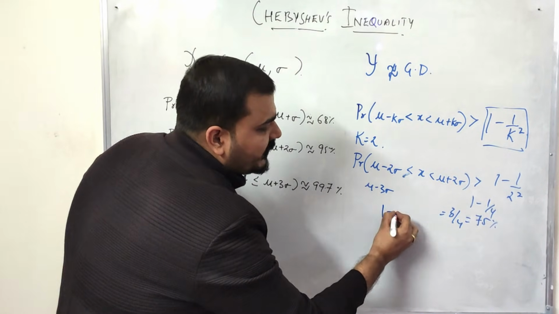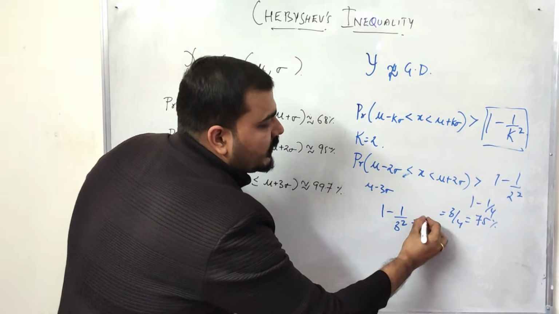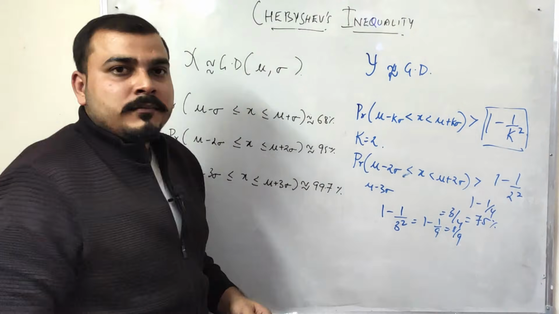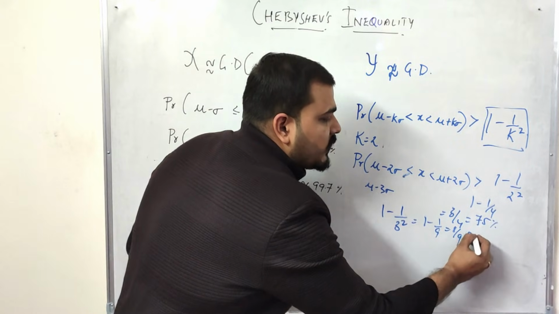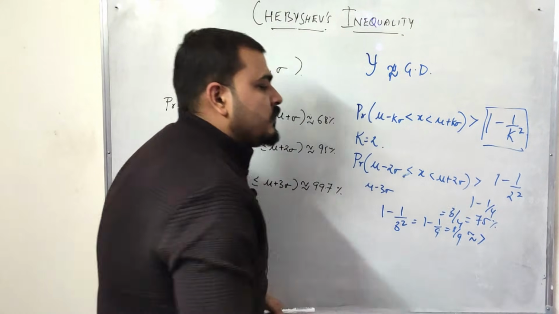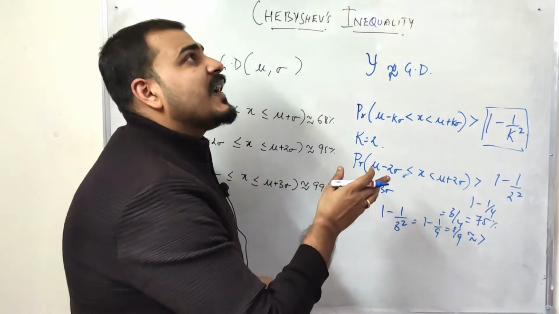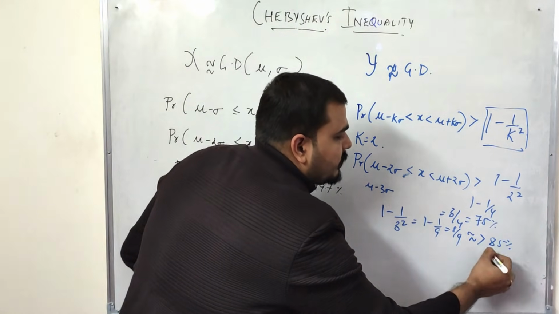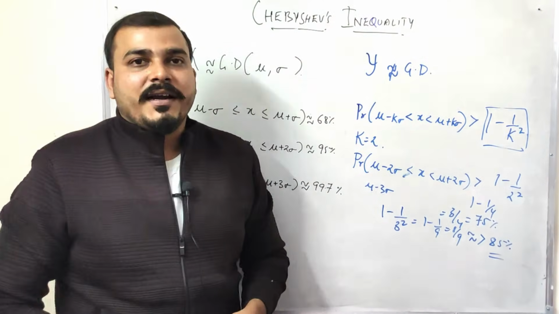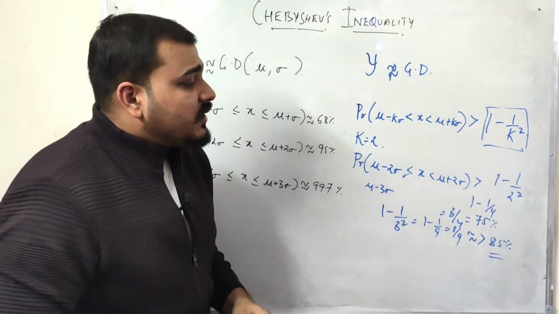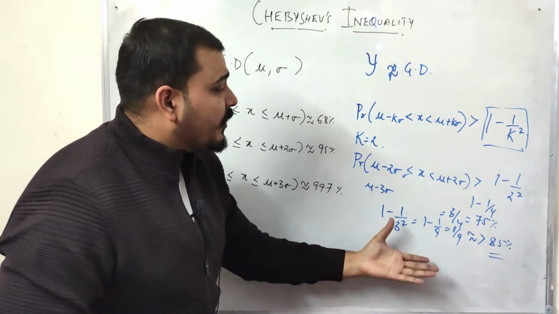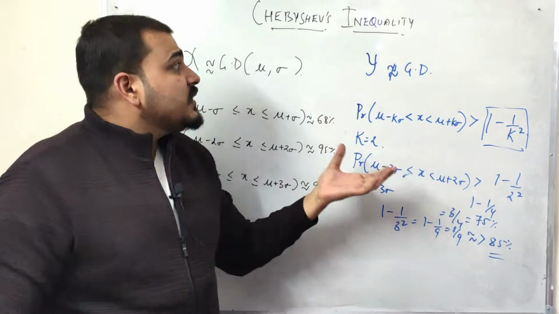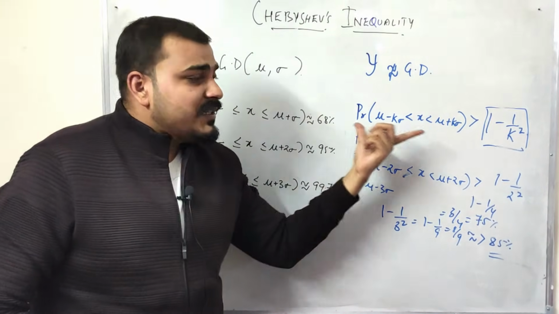So my value will be equal to 1 minus 1 by 3 square, which is 1 minus 1 by 9, somewhere around 8 by 9. Now 8 by 9 is approximately more than 85%, I guess, but you can just calculate and try to find it out. So within the third standard deviation, more than 85% of the data points will fall within the range of 3 standard deviations. This is what Chebyshev's inequality says.